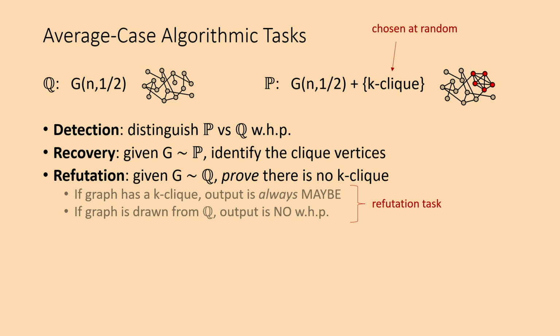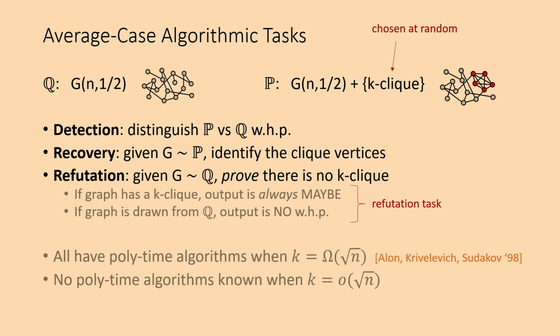Formally speaking, here's how the refutation task would be defined. Your algorithm is supposed to take in a graph. It's supposed to output either no or maybe. No means no, there is not a k-clique in this graph, and I'm absolutely sure of it. And maybe means I don't know, I give up. To succeed, you have to have these two properties. If there actually is a k-clique, you have to say maybe. In other words, you're only allowed to say no if you're absolutely sure. But if I give you just a random graph, you are going to successfully say no, you're going to successfully refute with high probability.